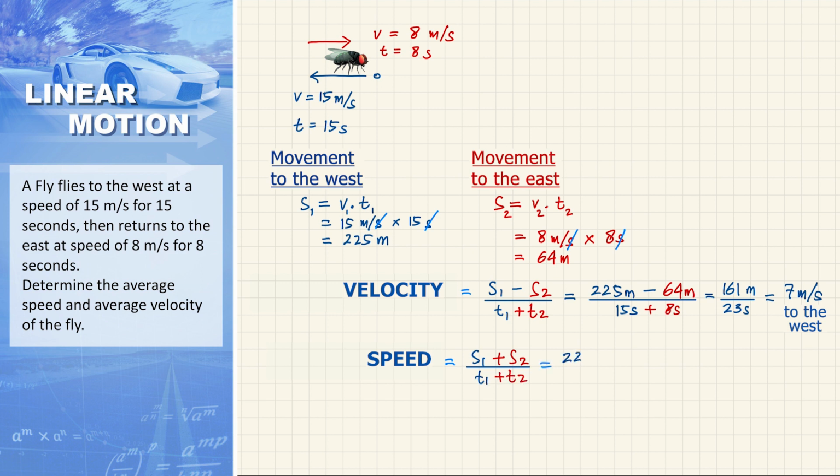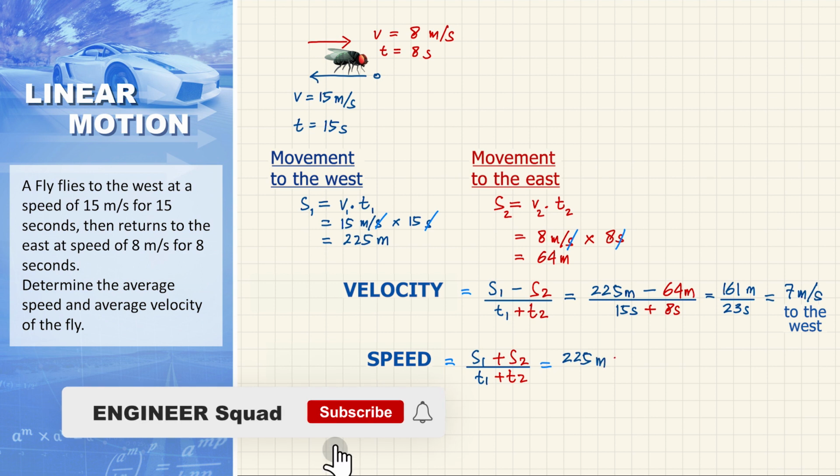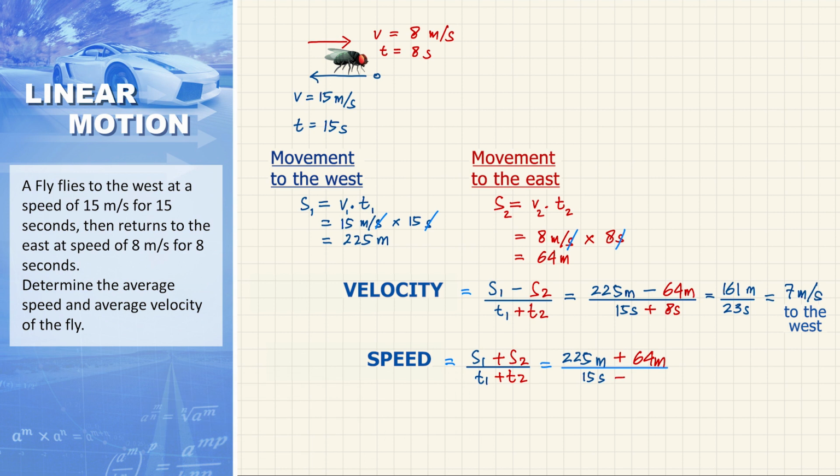Then it will be 225 meters plus 64 meters, divided by 15 seconds plus 8 seconds, or 289 meters divided by 23 seconds. It results in 12.5 meters per second.